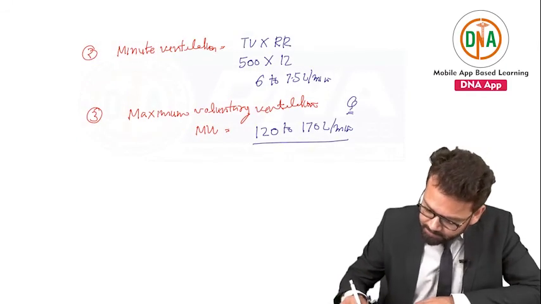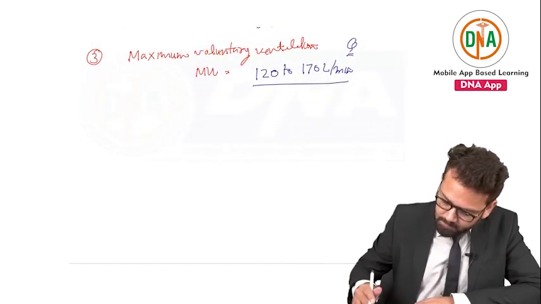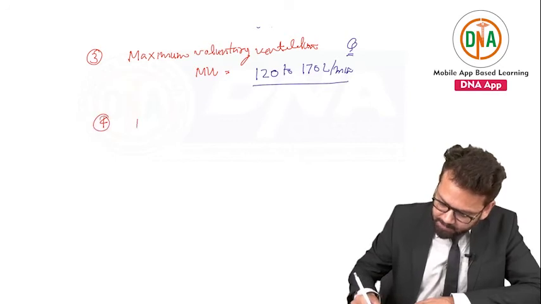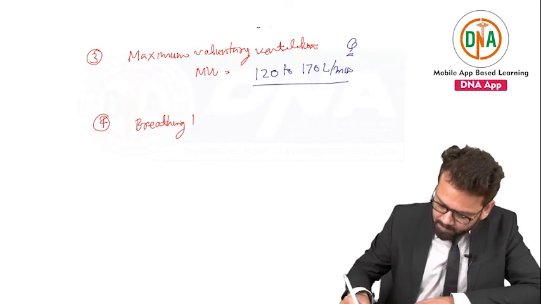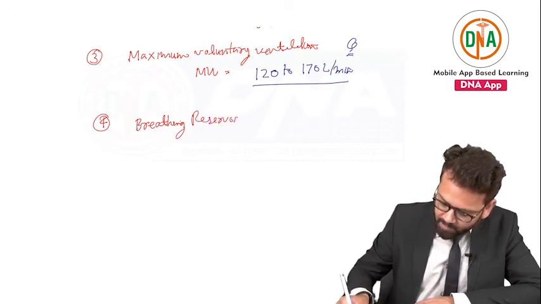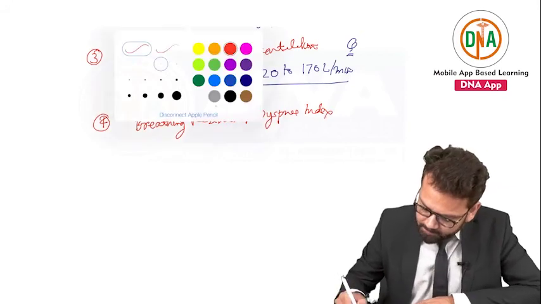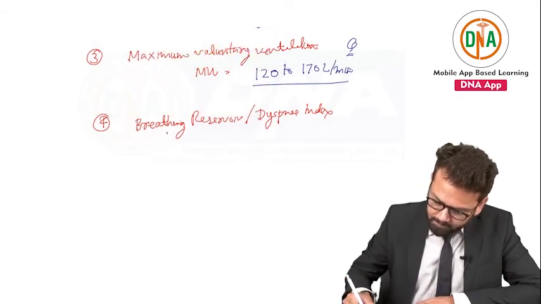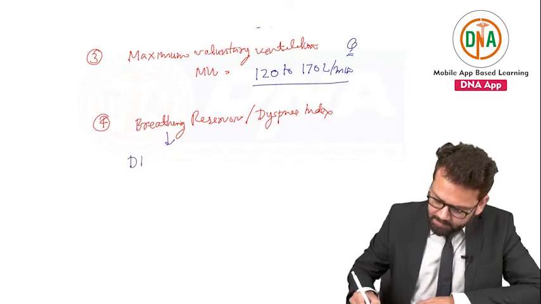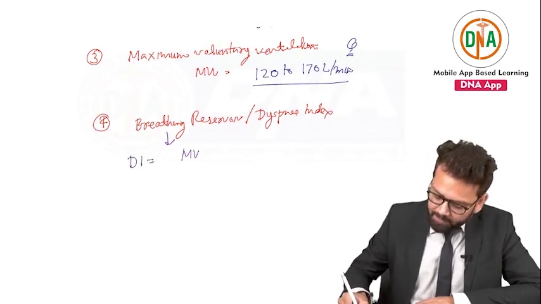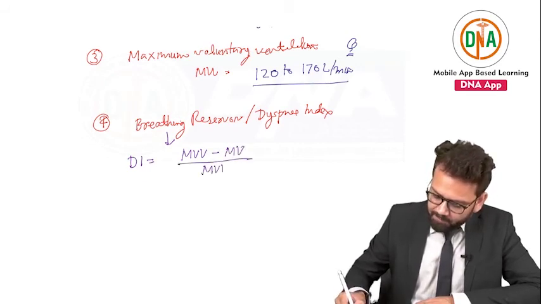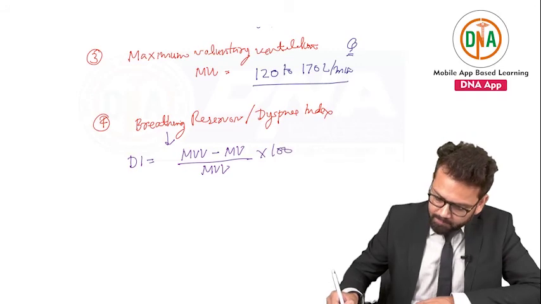And the fourth term is breathing reservoir or dyspnea index. Dyspnea index is equal to maximum voluntary ventilation minus minute ventilation upon maximum voluntary ventilation into 100.